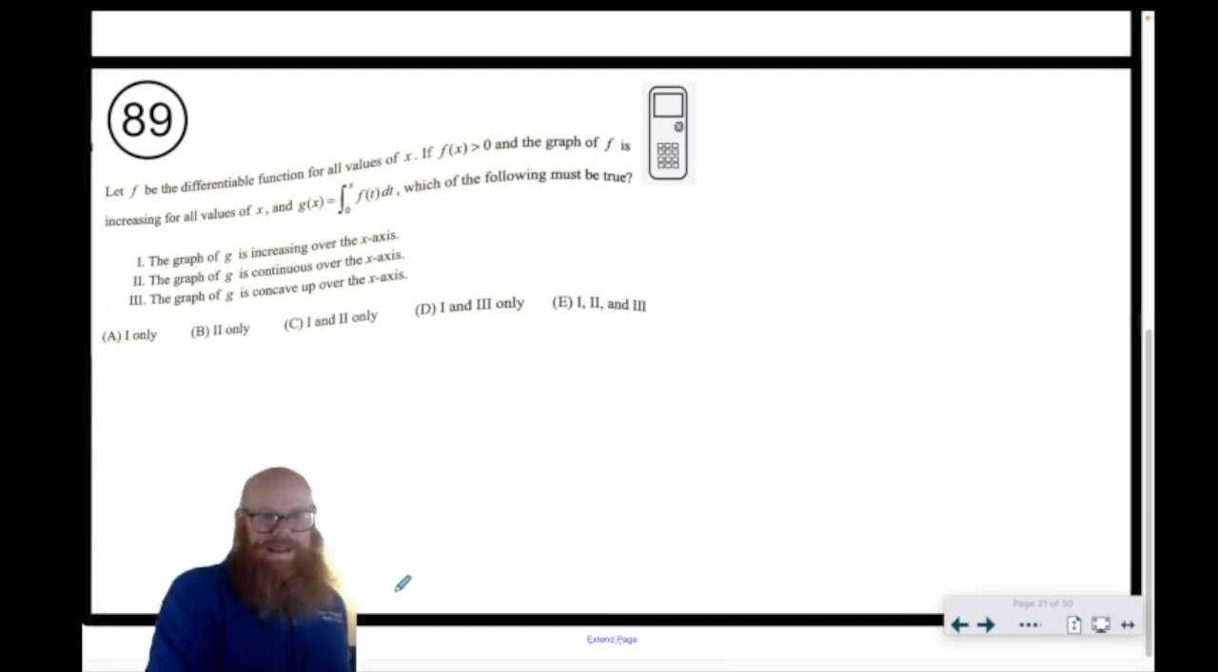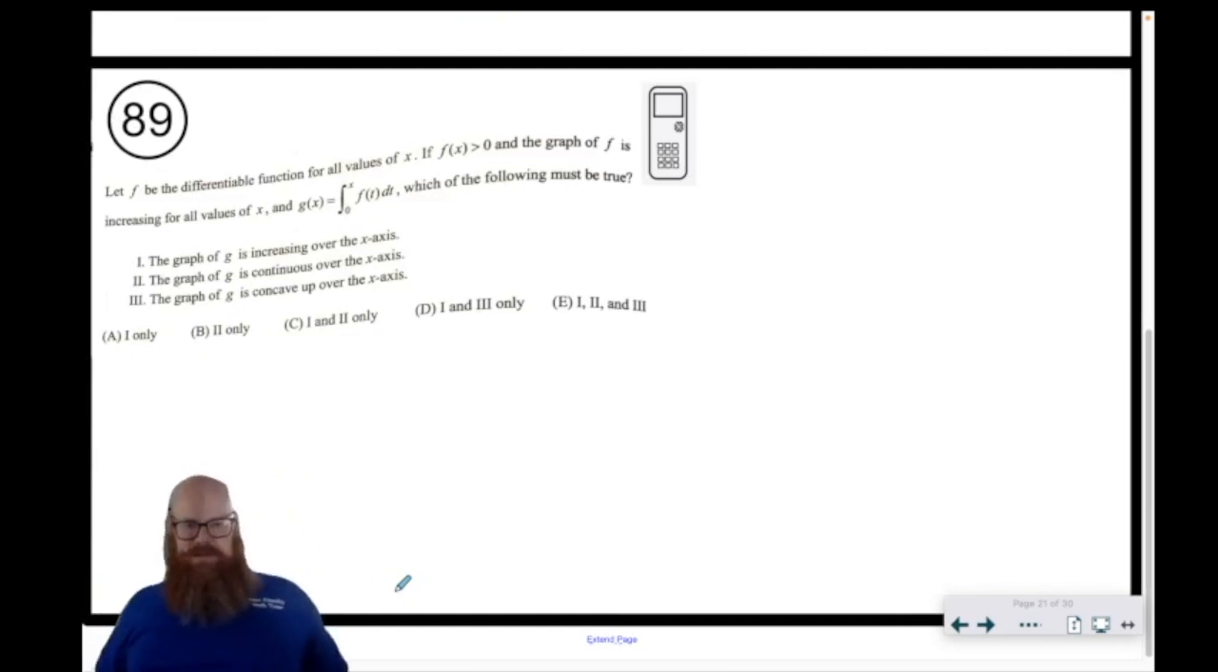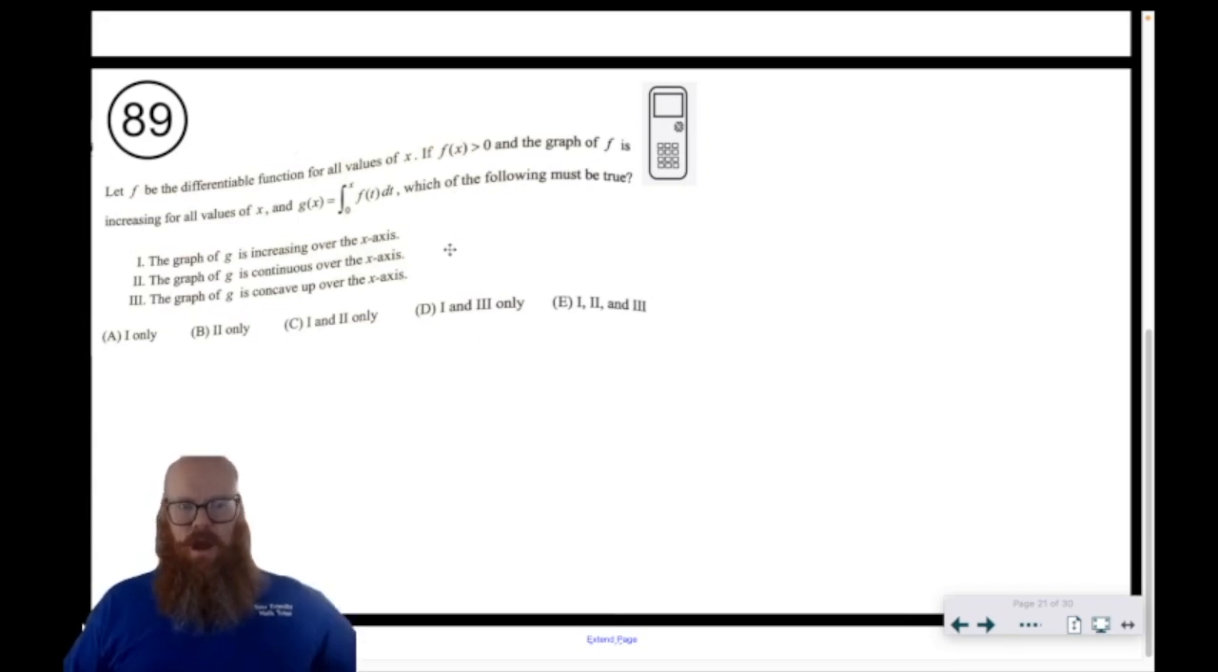All right, number 89. So we've got this differentiable function, f of x is greater than 0, and the graph is increasing for all values. G of x is the integral of f of x. Which of the following must be true? All right, so g is increasing over the entire x-axis. So if we want to know what g is, then we're going to take g prime. Well, g prime of x is f of x, because it's just the derivative of the integral. Well, f of x is positive. Well, if f of x is positive, then g prime is positive. So then it's always increasing.